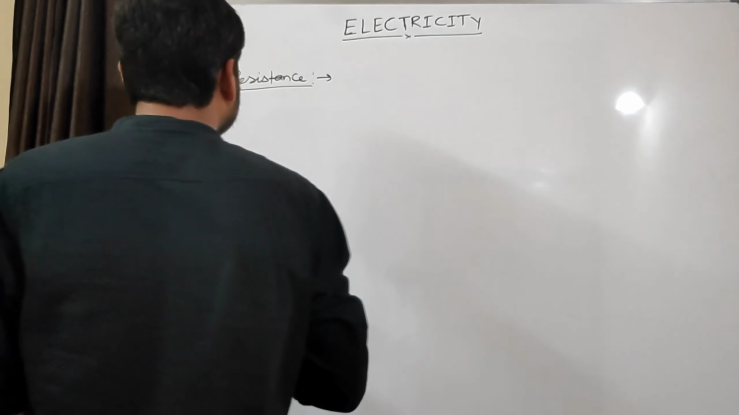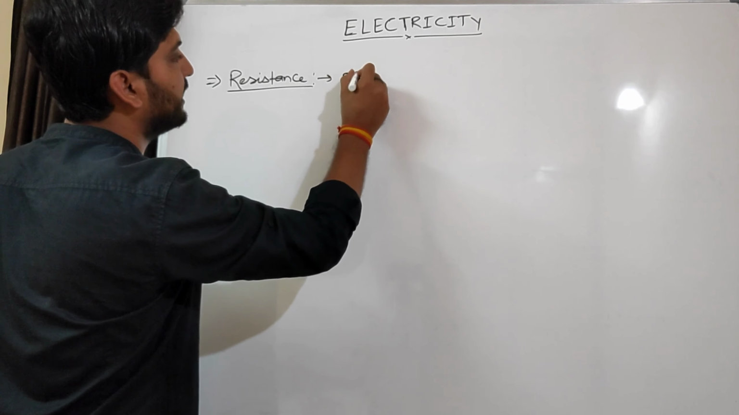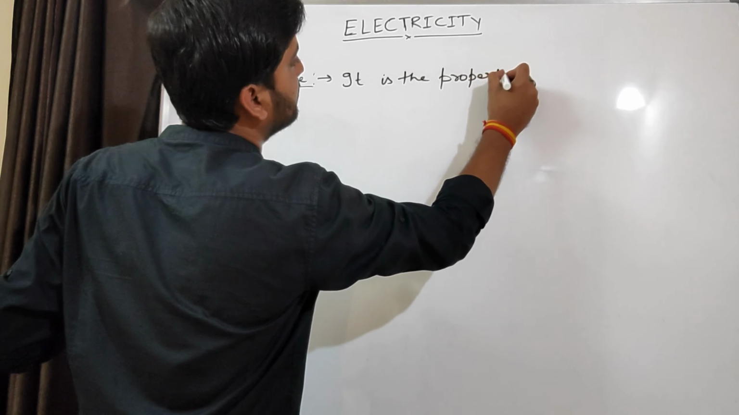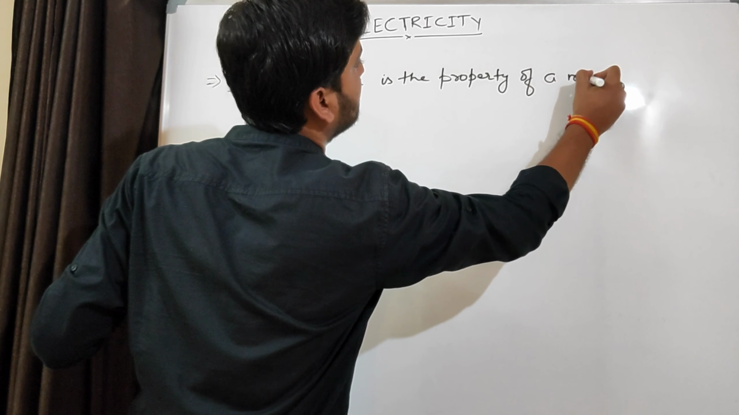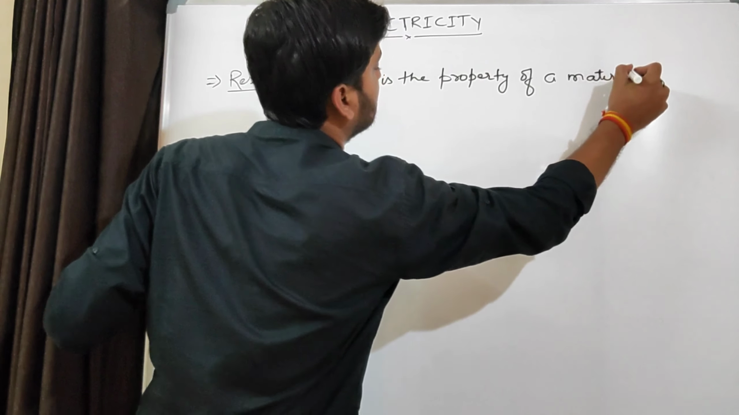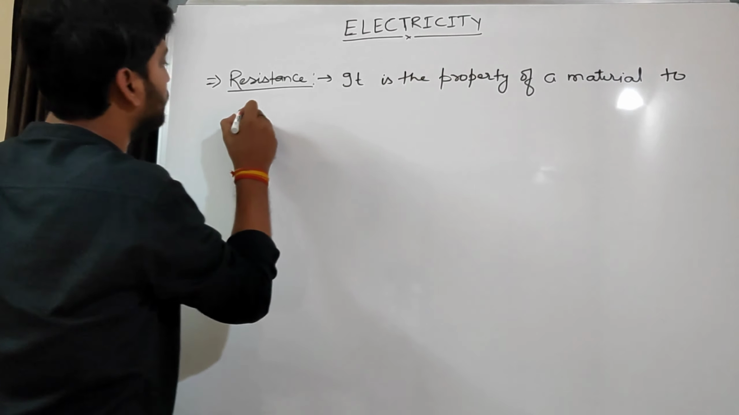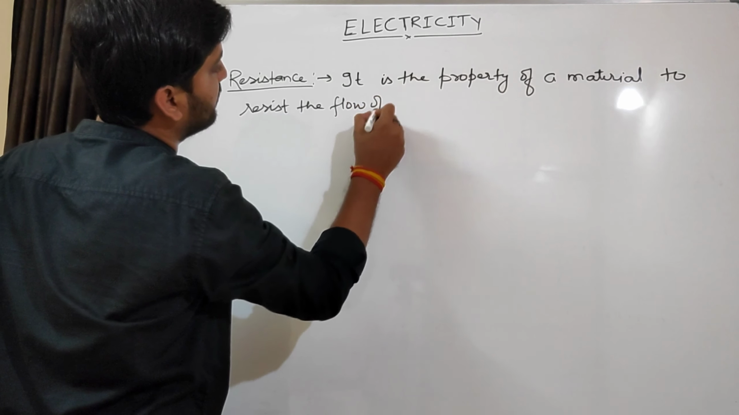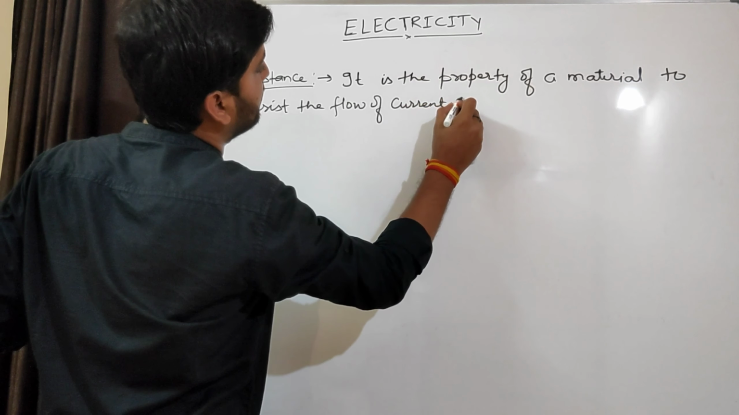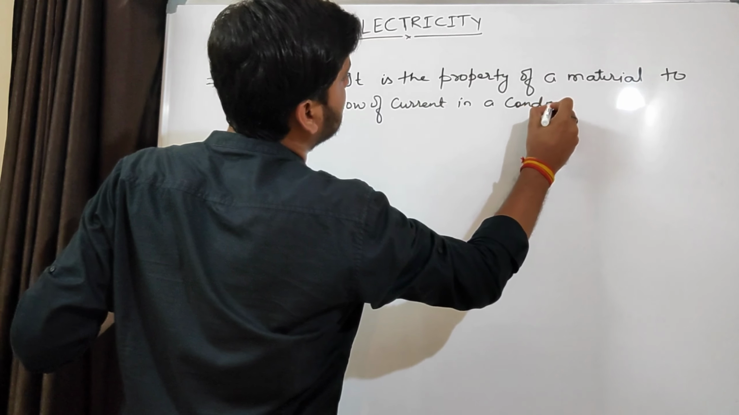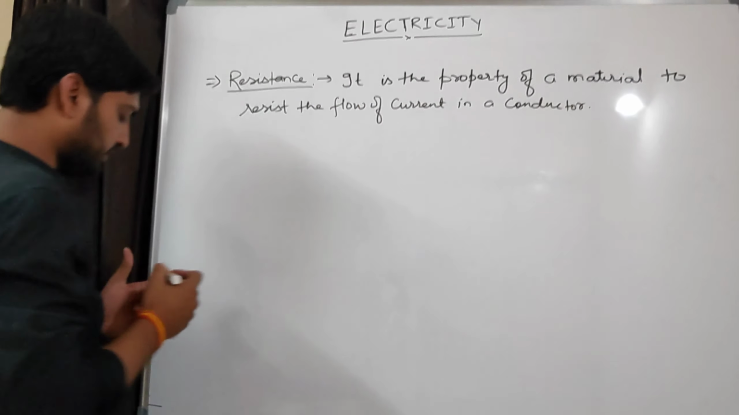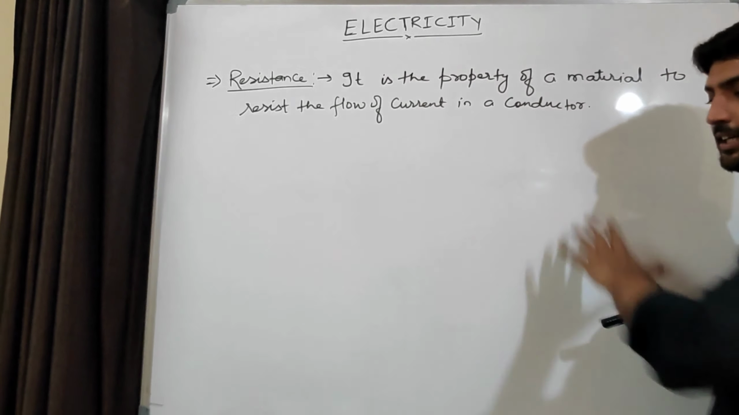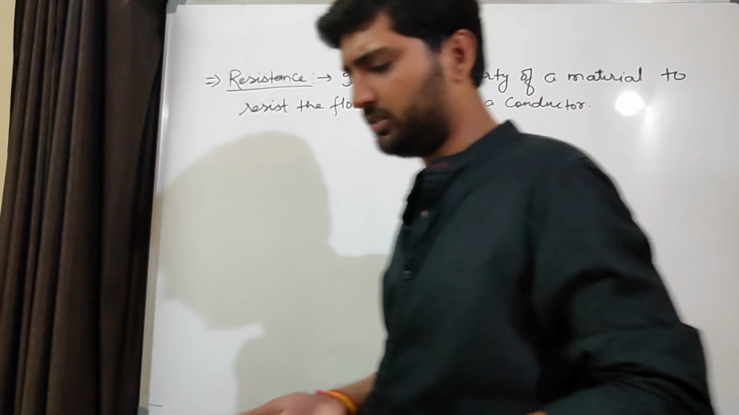What is resistance? It is the property of a material. We can write it as: it is the property of a material to resist the flow of current in a conductor, or we can say in a circuit. So it is the property of a material to resist the flow of current in a conductor or in anything.